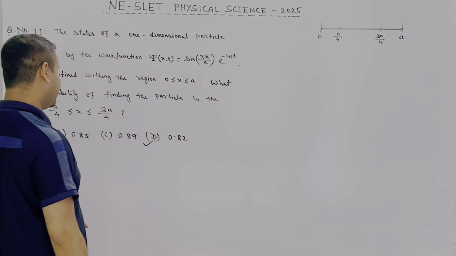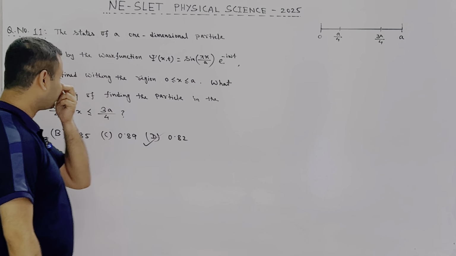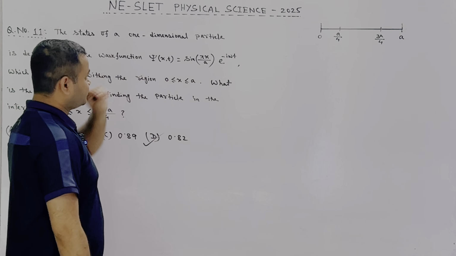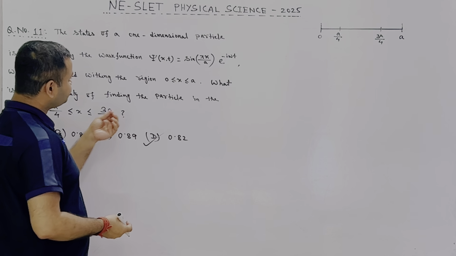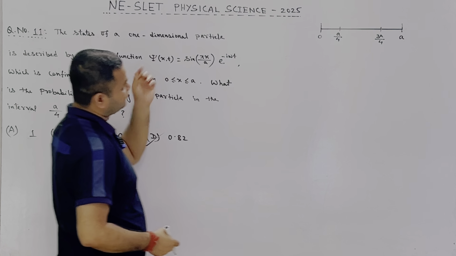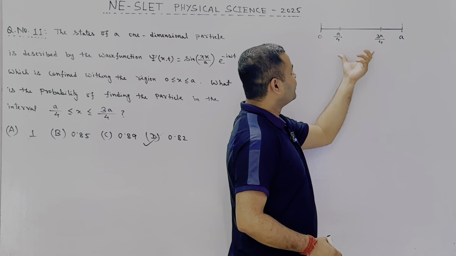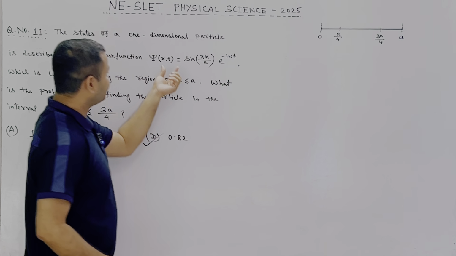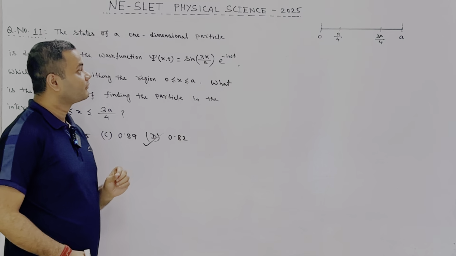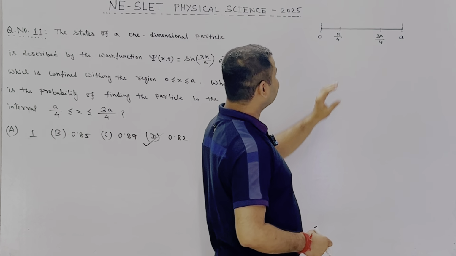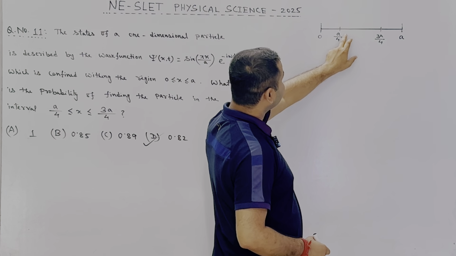Now let me explain how option D is the correct answer. So firstly, let us understand this question. According to this question, we have a particle which is confined in the interval 0 to a. Within this region, the wave function of the particle is given by this expression. Here we need to find out the probability of finding the particle in the interval a by 4 to 3a by 4. Okay? So first solve.